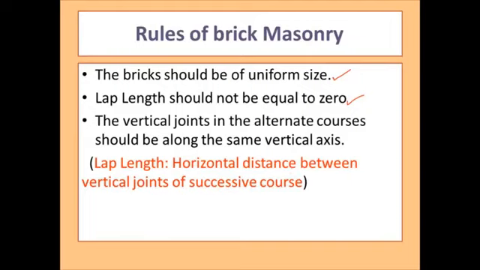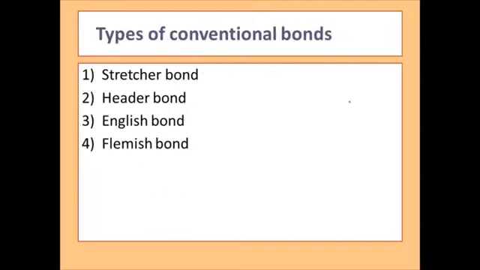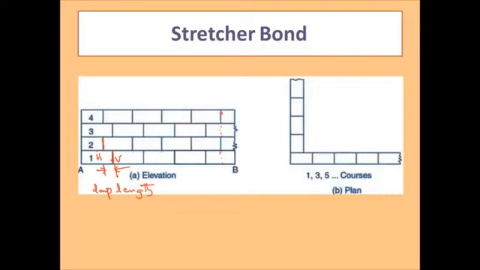This lap length should not be equal to 0. What is the problem if lap length is 0? There would be a joint like this and a joint like this. If all the vertical joints come in the same line, then whenever a crack generates at the top of the wall, it will extend till the bottom of the wall like this. In order to avoid this problem, the lap length should not be equal to 0. That means vertical joints of successive courses should not be in the same line. That is the second rule.